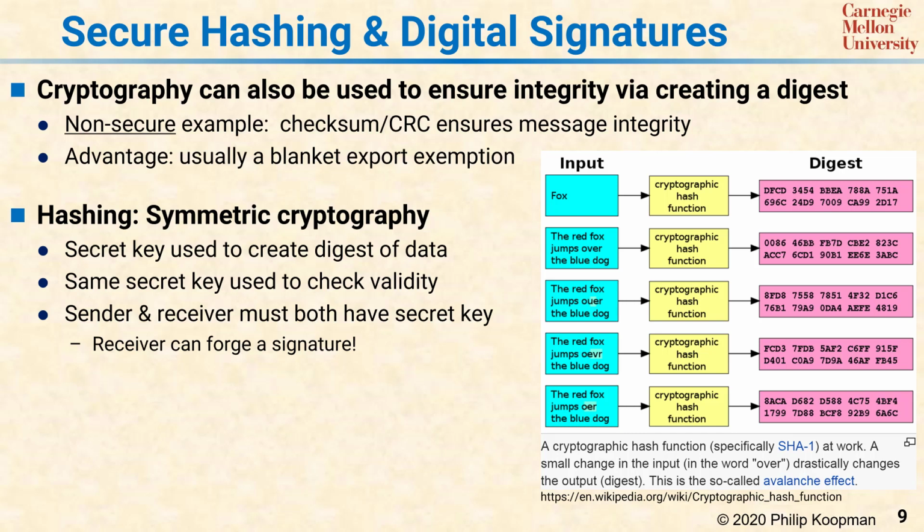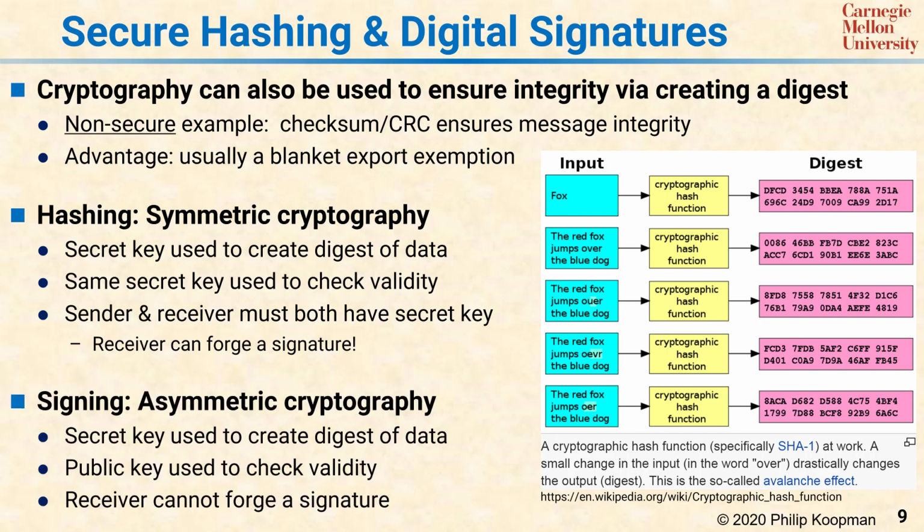The only difference is that instead of using a checksum or CRC, we're using a symmetric, cryptographically secure function to generate our hash. Both the sender and receiver must have the same secret key, and that means the receiver can also forge a signature because they have the key. If you're worried about the receiver being able to forge signatures, you switch to asymmetric cryptography and use a signing process. This is exactly the same idea, except the secret key is used to create the digest and the public key is used to check validity. With signing, the receiver cannot forge a signature, but because it's asymmetric public key cryptography, it's going to be more expensive. If you wanted to implement secure hashing or signing, you could use, for example, AES for the symmetric cryptography and some public key algorithm for the asymmetric cryptography.